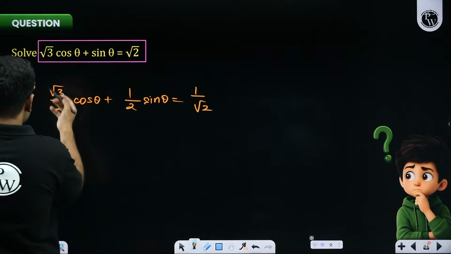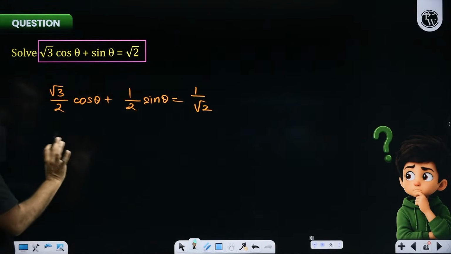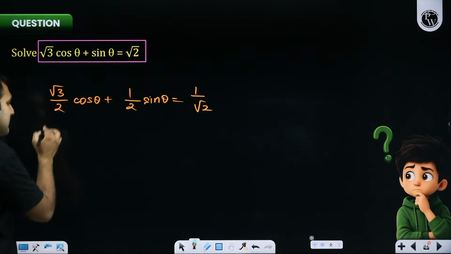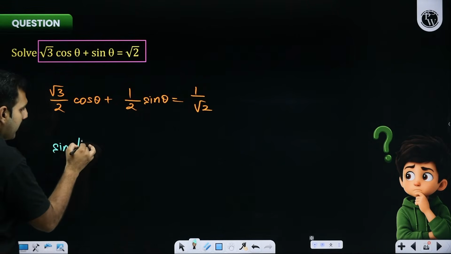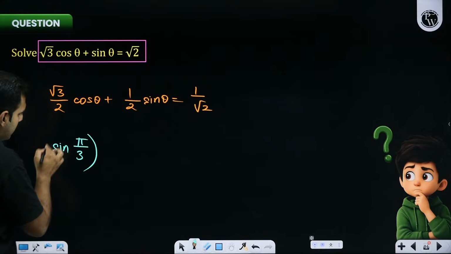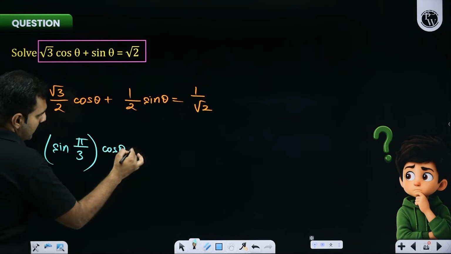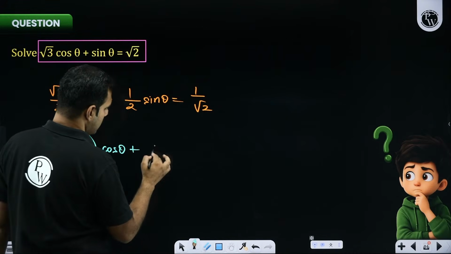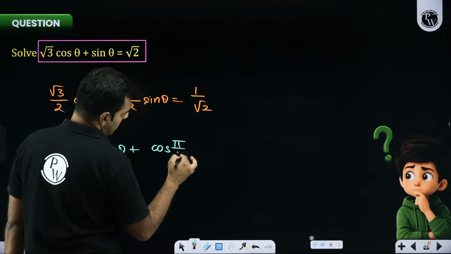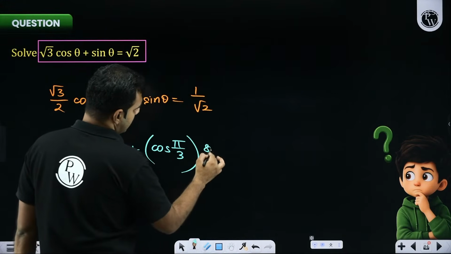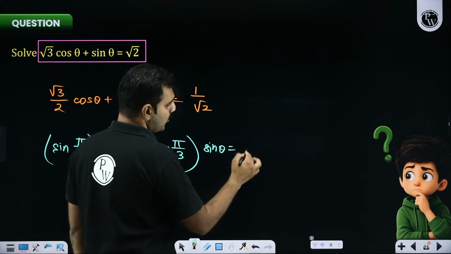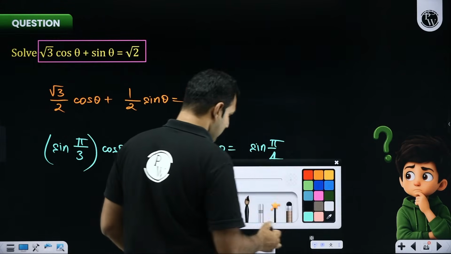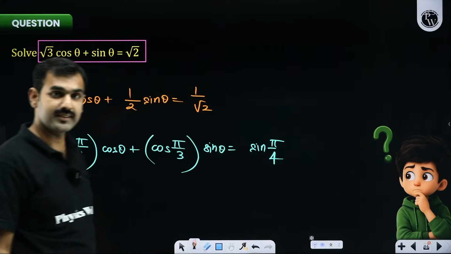With this root 3 by 2, either you write it in terms of cos or sine, whatever, it's perfectly fine. Let's write it in terms of sine. So sine 60 degree, so this is sine pi by 3, and that's cos theta. Similarly, this is cos 60 degree, so this is cos pi by 3 times sine theta is equal to 1 by root 2. Can I say 1 by root 2 is sine 45 degree, which is sine pi by 4? Correct me if I'm wrong. If there is any doubt, please ask.